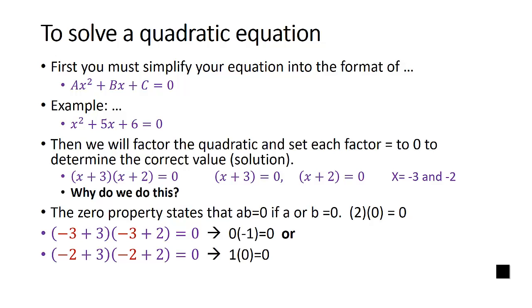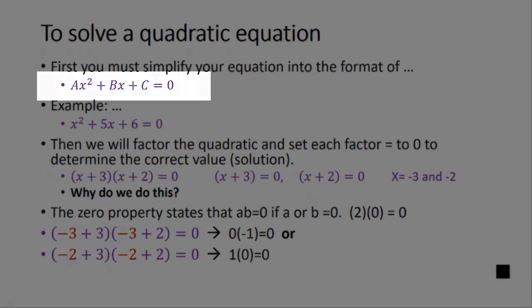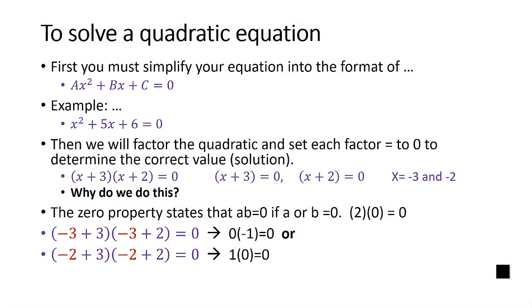To solve a quadratic equation, our first step is that we must simplify our equation into the format of ax squared plus bx plus c equals 0. We talked about this being the standard form, and the key on this is going to be the fact that it does need to equal 0. So I've pulled up a single example, a simple one. x squared plus 5x plus 6 equals 0.